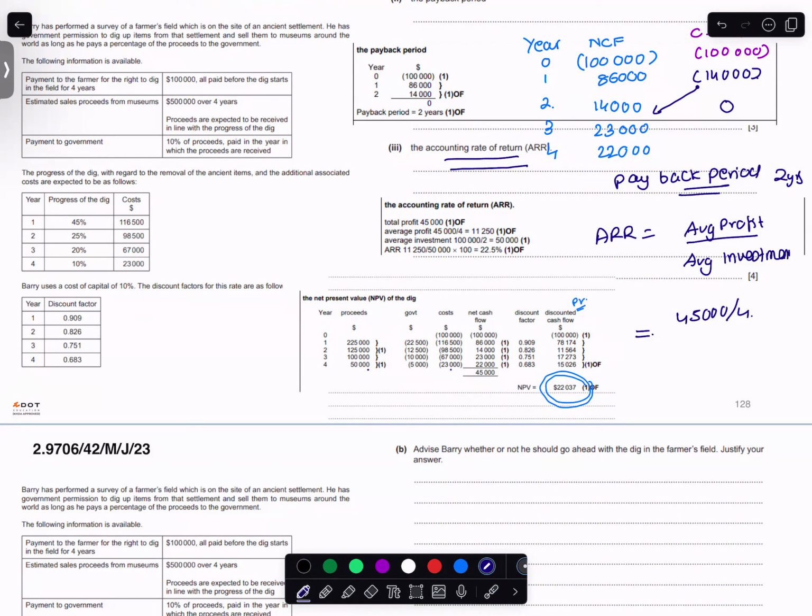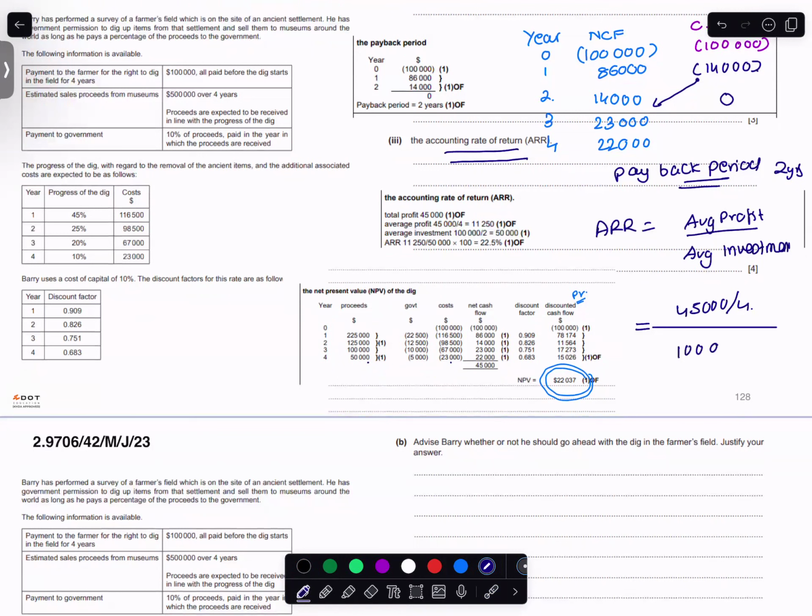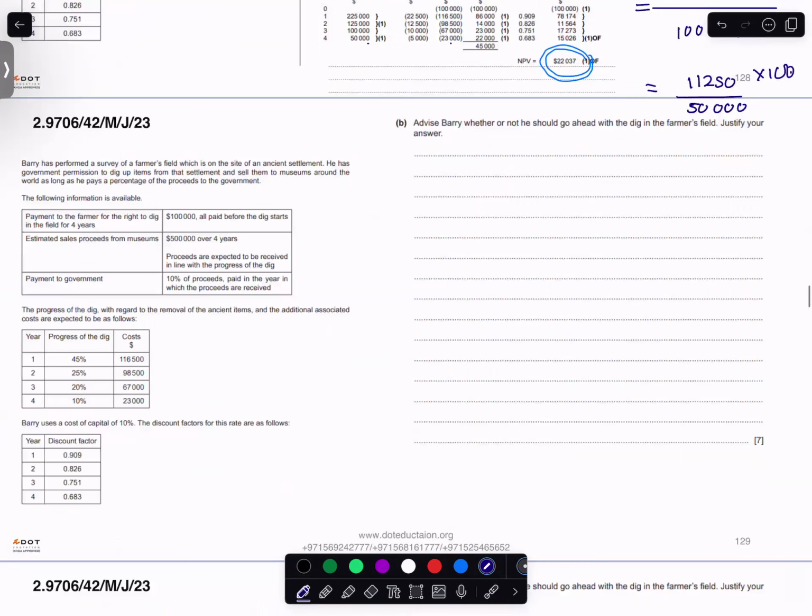Average investment. What is average investment? 100,000 for 4 years divided by 2. So average investment is 50,000. Average profit is 11,250. Divided by average investment, 50,000, into 100. So the accounting rate of return is 22.5%. With me? Yeah.